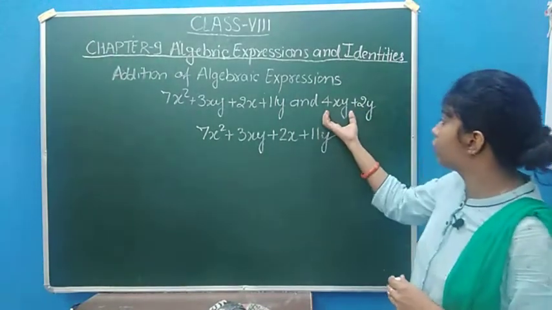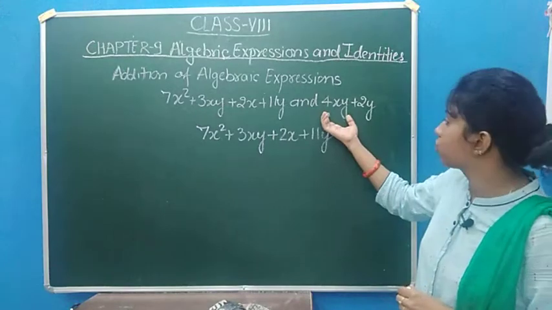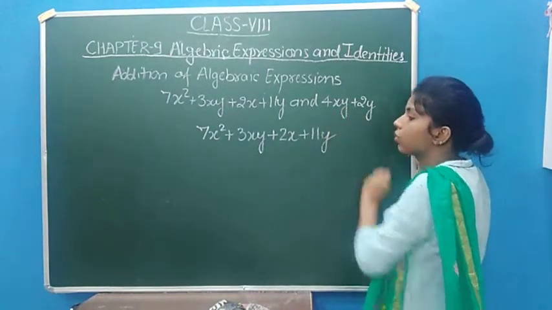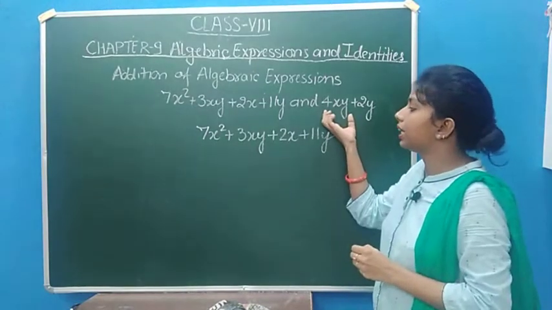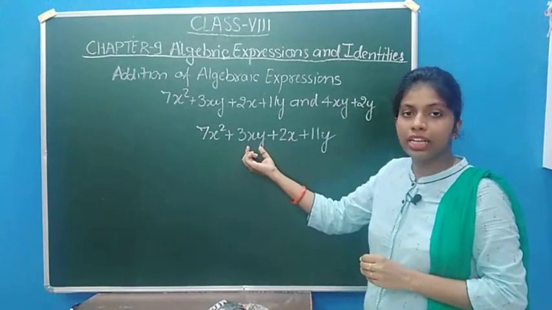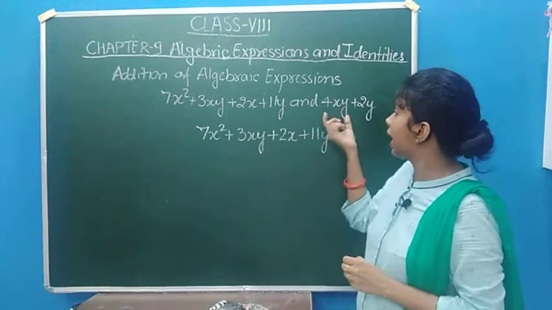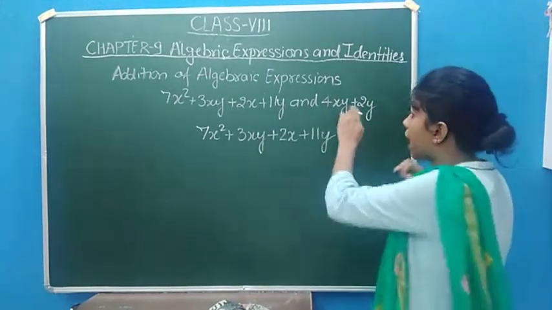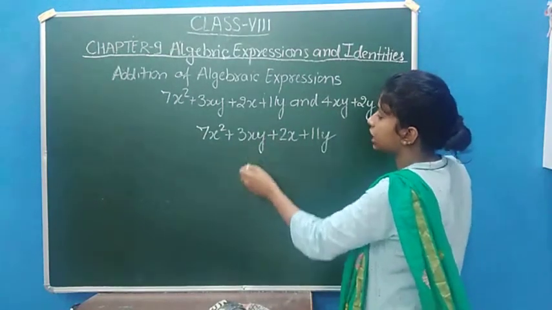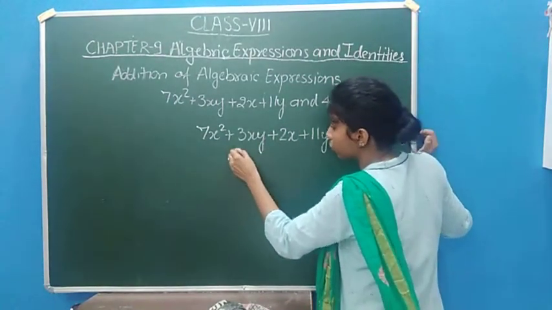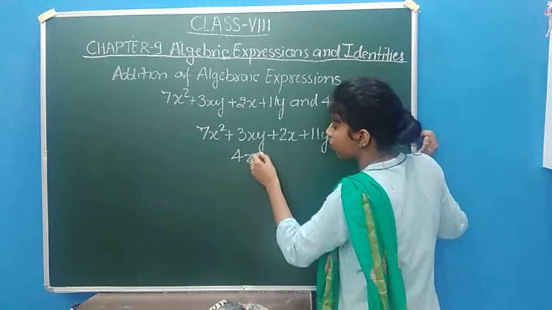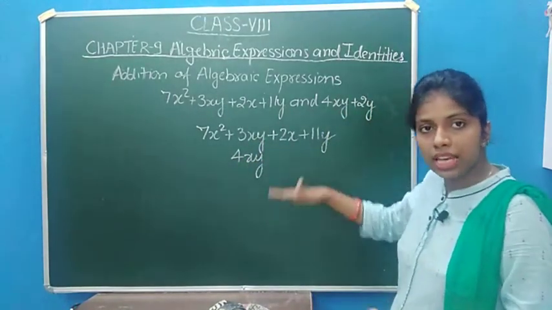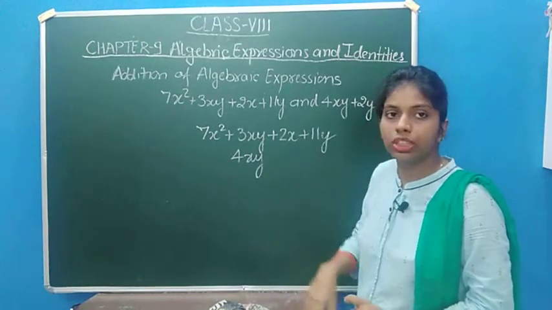Here the first term of the second expression is 4xy. So here we have coefficient and variable xy. So it is going to be a like term with the variable xy only. So 3xy and 4xy are the like terms. So we have to write these with each other. So here I am going to write 4xy. Here the variable is xy and xy. Okay, so the same variables are going to be written with each other.